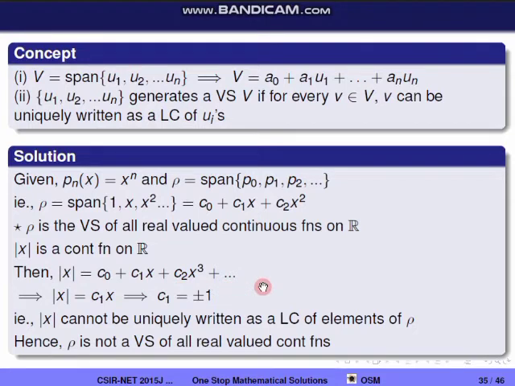So equating on both sides, we get C0, C2, C3, etc. to be 0. Only C1 x is equal to mod x. So this implies C1 is equal to plus or minus 1. This implies that mod x cannot be uniquely written as a linear combination of elements of rho. Hence, rho is not the vector space of all real valued continuous functions. So option 1 is wrong.